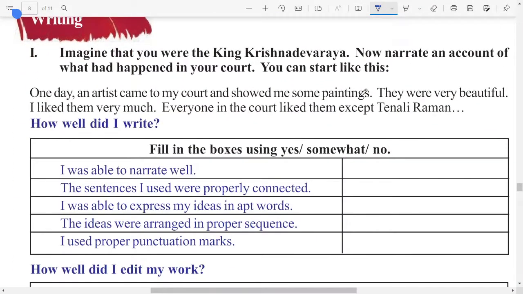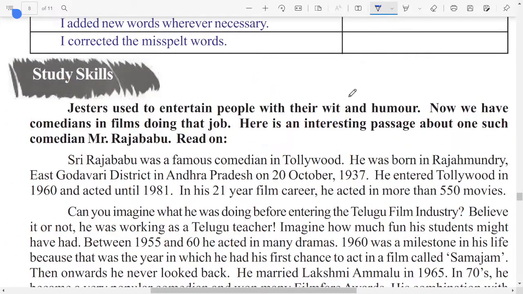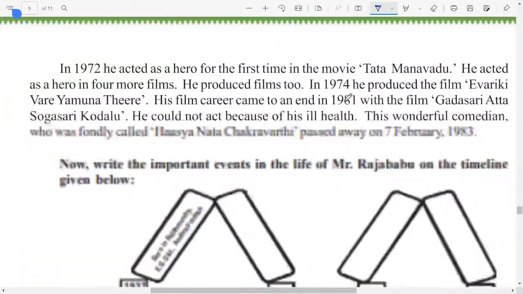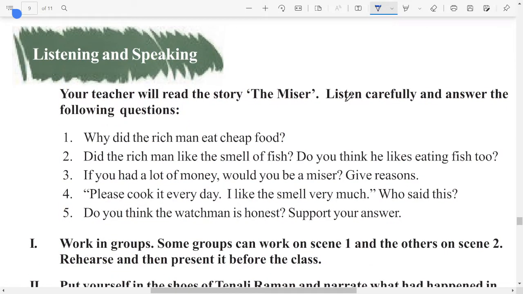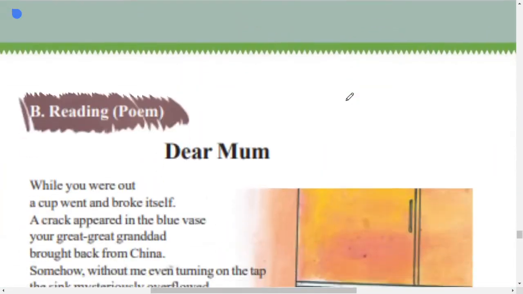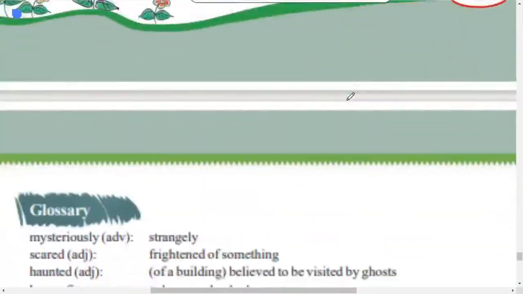Next, you have writing exercise, writing skills. Next, study skills are there that you have to do on your own. Next one, listening and speaking, that a teacher will take you through.